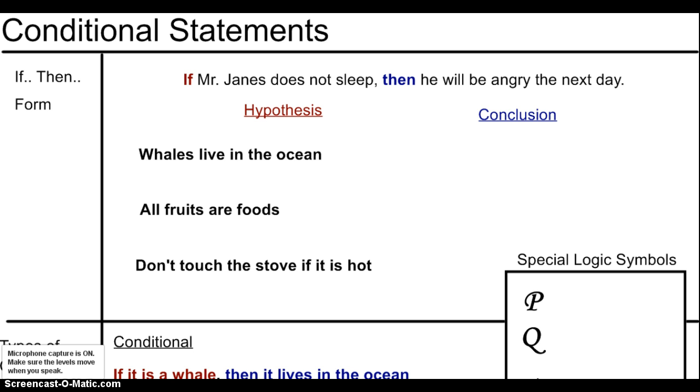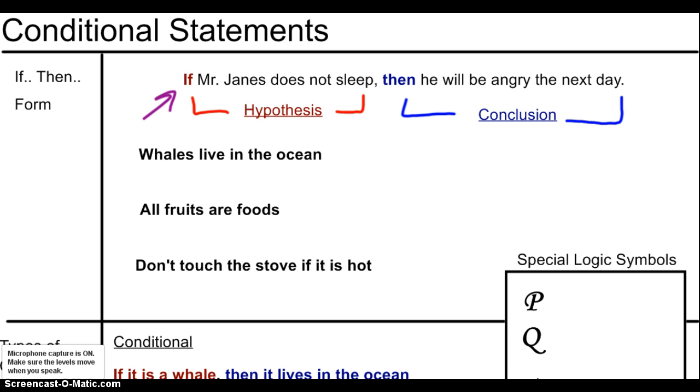So all a conditional statement is, is a statement with an if and a then. Okay? We call the if part the hypothesis, and we call the then part the conclusion. So in this sentence I have right here, it says, if Mr. James does not sleep, then he'll be angry the next day. So the hypothesis is if Mr. James does not sleep, sometimes called a premise, and the conclusion is then he'll be angry the next day.